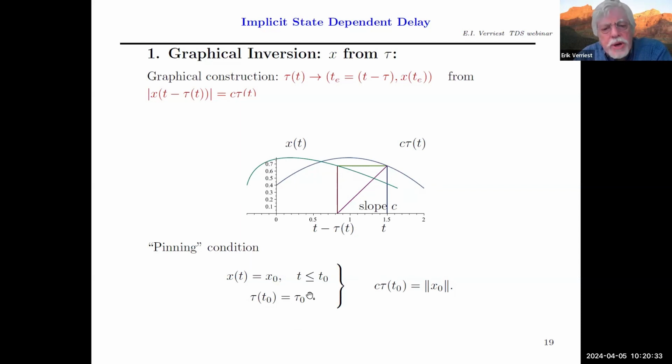It helps, of course, to have a pinning condition. That means for some time t0, I assume that x(t0) is fixed to x0, and x0 is known for this initial time. And then also the time delay at this initial position is known. Otherwise, you have some unknowns in the problem. So this could be just the mooring condition, and then when the device starts moving, you collect data.